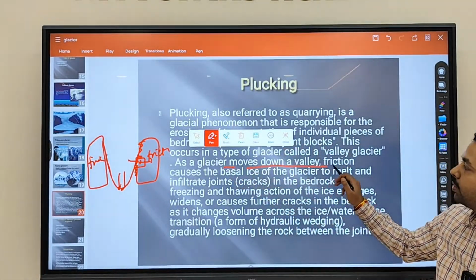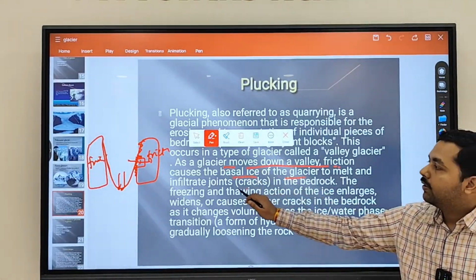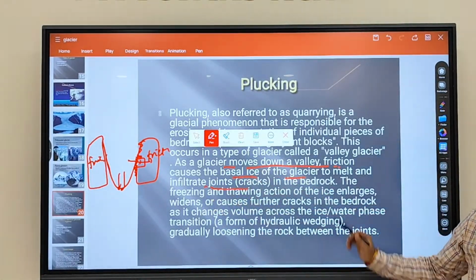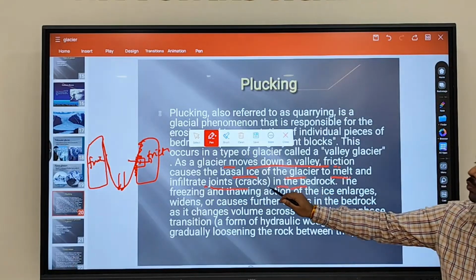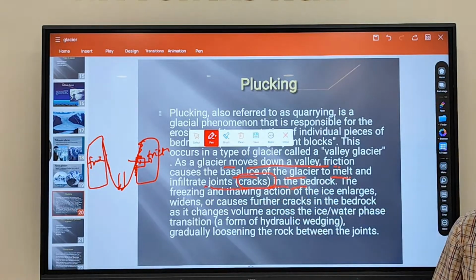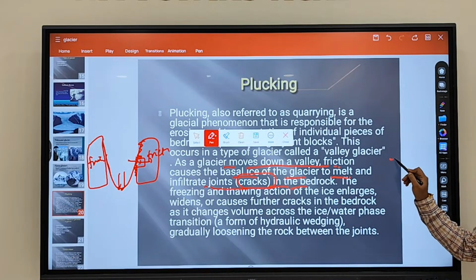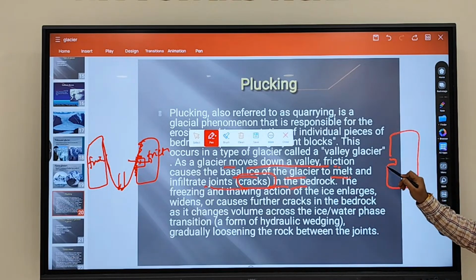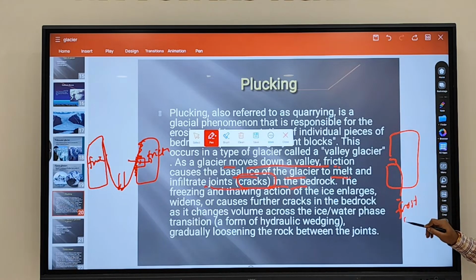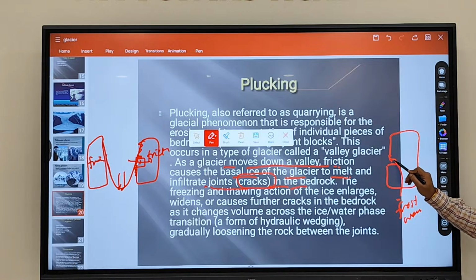As glacier moves down a valley, friction causes what? Friction causes the glacier to melt and move into the cracks, and because of this glacier moving into the cracks, as we discussed, which type of weathering will occur? Frost weathering. Yes. Okay, so last class we discussed the concept of frost weathering. So this will move into what? This glacier will move into the water form and again convert back into ice form.